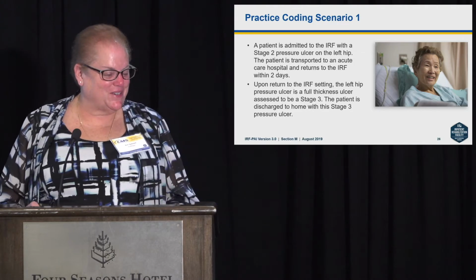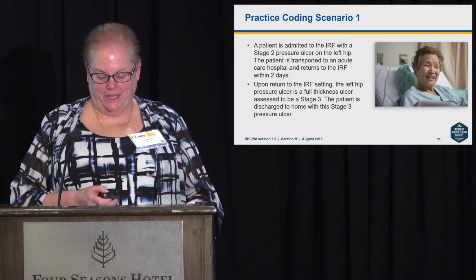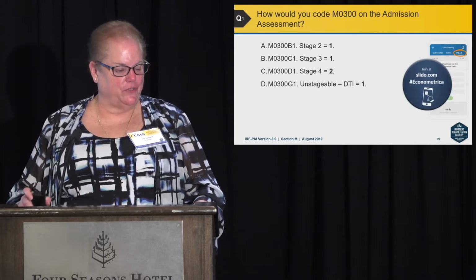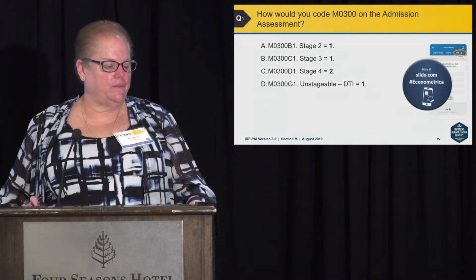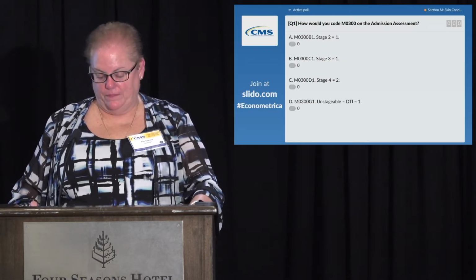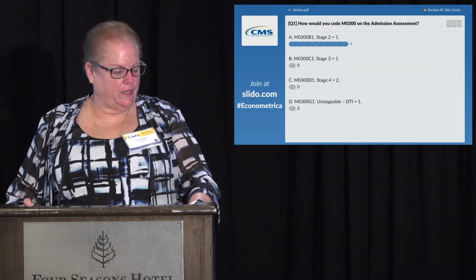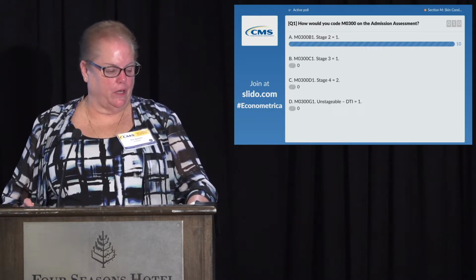The patient is discharged to home with a stage 3 pressure ulcer. All right, so let's look at the question here. So using Slido, how would you code M0300 on the admission assessment? Would it be a stage 2, a stage 3, a stage 4, or unstageable deep tissue injury?